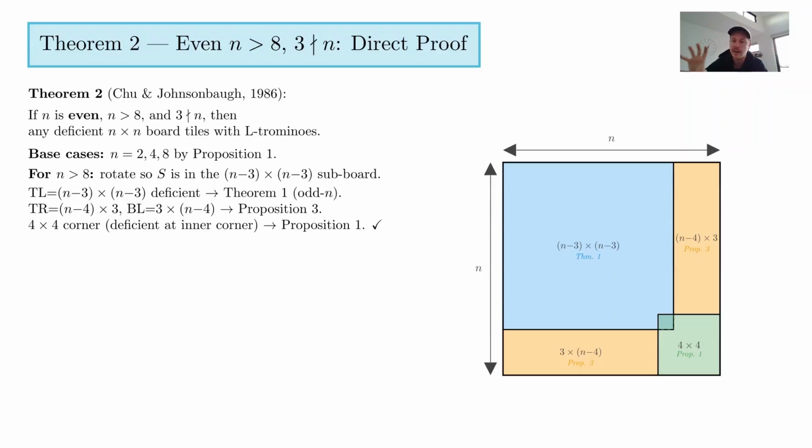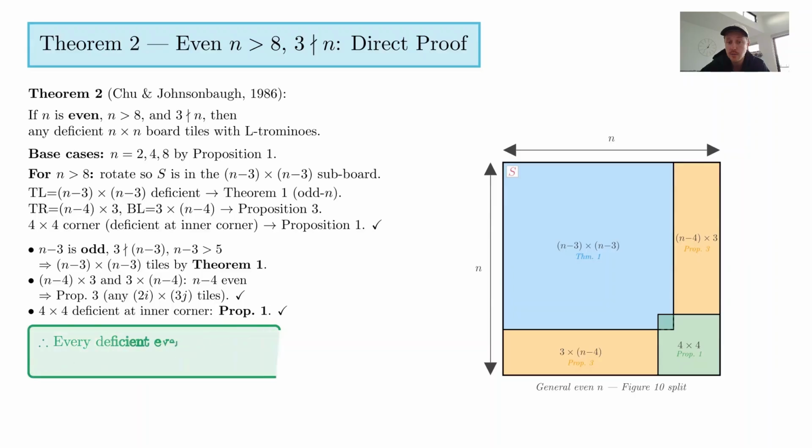And then we know we're going to end up with a 4 by 4 in the bottom right hand corner, and we know that that can be done deficiently. So we can have our missing square anywhere in that blue section, and then we know that every deficient n by n board where n is greater than or equal to 8 and not divisible by 3 can be tiled. And that's it. That's really the essence of what we've been trying to show all this time.